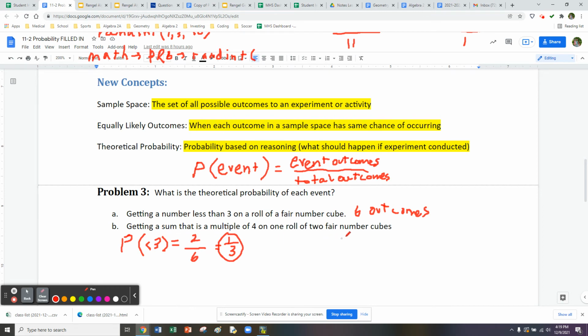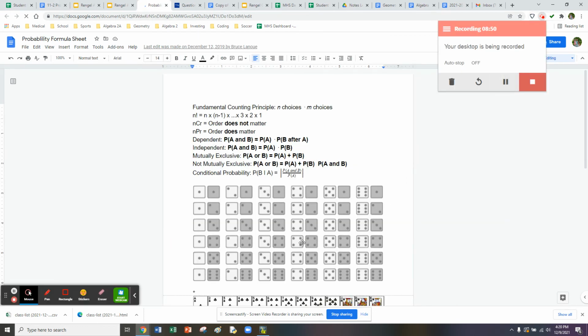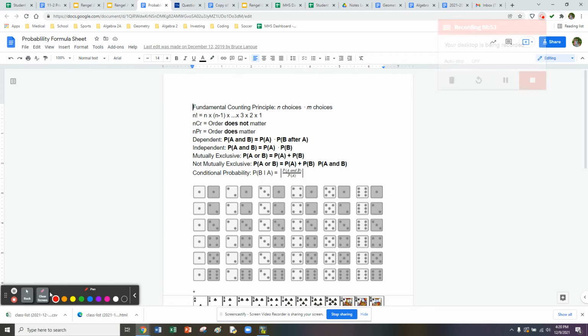Now, getting a sum that's a multiple of 4 on one roll of 2 fair number cubes. Well, if we're rolling 2 number cubes, now we have 6 choices times another 6 choices. There's going to be 36 total outcomes. So using the counting principle from section 1, we'll have 6 times 6, which is 36 total outcomes. And then we want to find the probability of getting a multiple of 4 when we sum. So a multiple of 4 would mean that when you add the numbers together, they're either a 4, an 8, or a 12. So on the schedule, I linked a probability formula sheet so we can count up our outcomes.